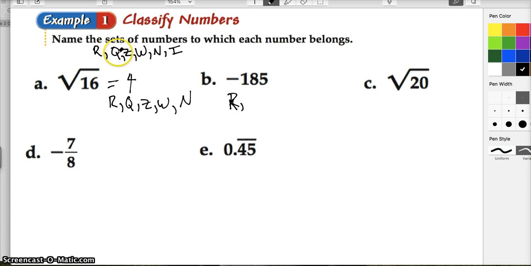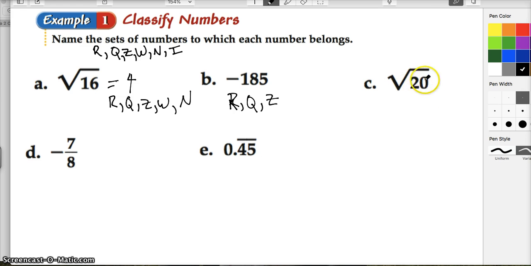So real, this Q means rational, and yes, I could write negative 185 as a fraction, and it is an integer. It fits in my category of integers, but it is not whole. It is not a natural number, nor is it an irrational number.